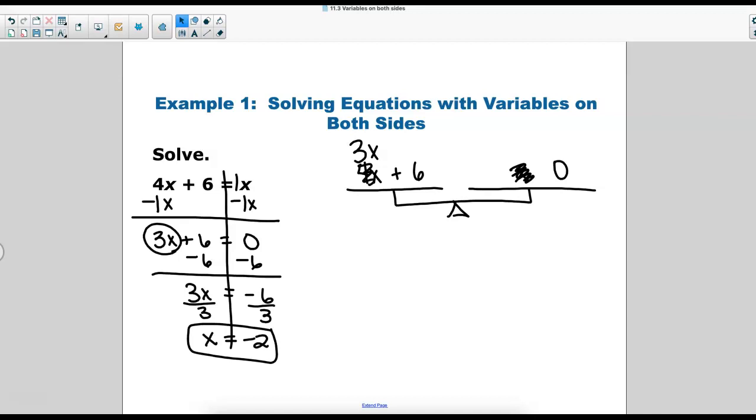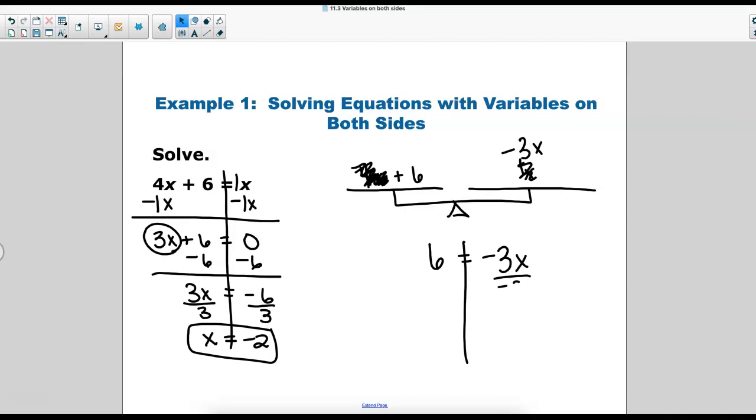Okay? Now let me ask you this. Would it have been okay if on this side we had 4x plus 6 and an x over here? Do you think it would have been okay to get rid of the 4x's over here? It actually would. So if I take away 4x's on this side, I also have to take away 4x's over here. Well, what happens when you take away 4x's over here? Negative. It'd be negative, right? It would be down to negative 3x. So then what we have is 6 equals negative 3x. And we solve that. Divide by negative 3. So x equals negative 2.